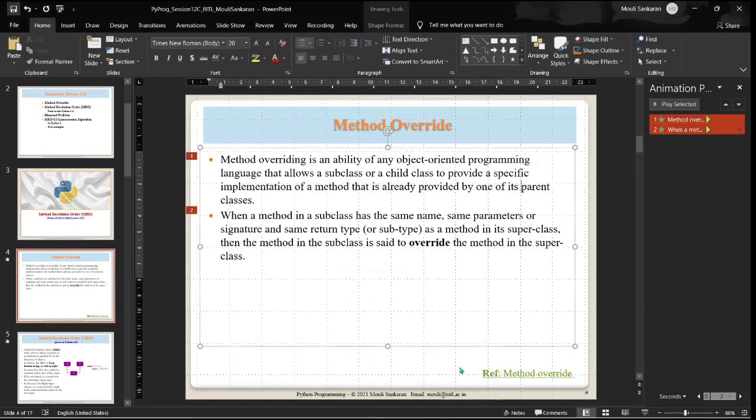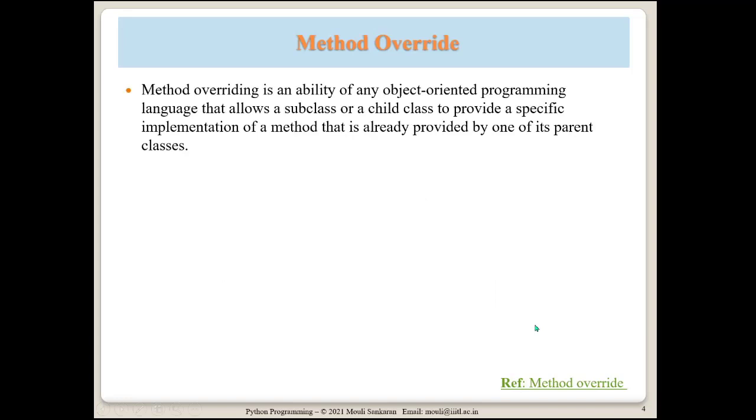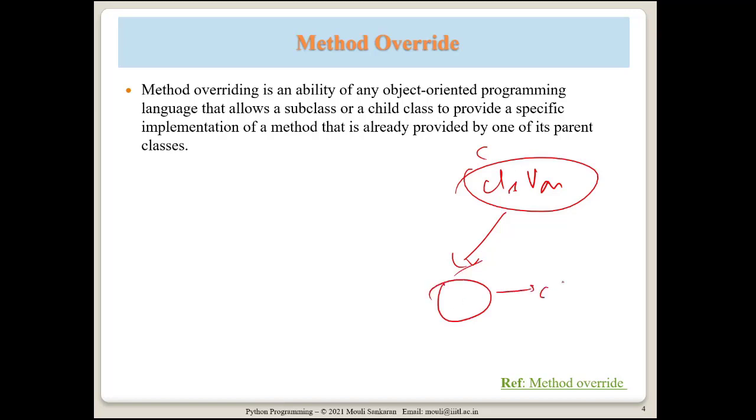If you are redefining something, it's not only a method, even a class variable. If the parent class has a class variable and you define it in your inherited class, then it becomes the local copy of the class variable. Then as far as this object is concerned, this class variable is now defined here.